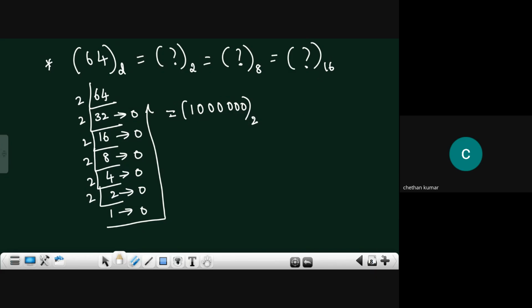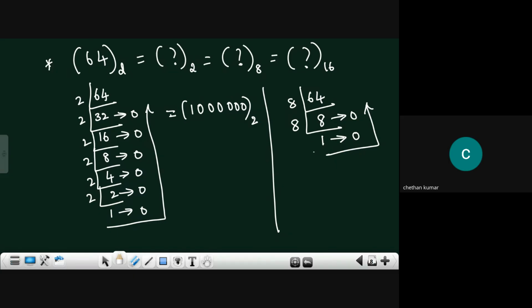Then how to convert this into octal? Octal means the number is divided by what? 8. How many times? 8 times. What is the remainder? 0. Again, how many times? 1 time. What is the remainder? 0. The result will be read top to bottom. Sorry, bottom to top. So the octal number is nothing but 100 with the base of 8. What is the hexadecimal number? 16.